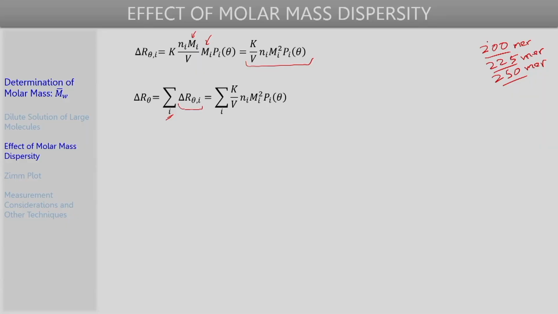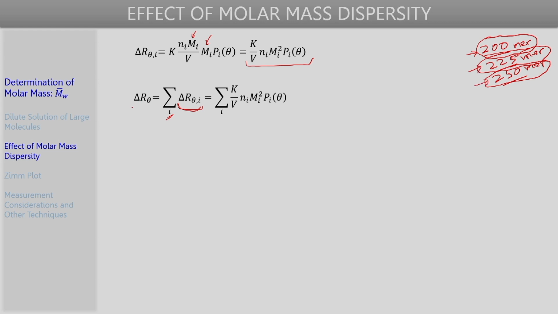In that case, if the polymer in the solution has these three different chain lengths present, then the summation will run over i from 1 to 3, where i equal to 1 will correspond to all the polymer chains having 200 repeat units. i equal to 2 will correspond to all the polymer chains having 225 repeat units. So ΔRθi will be the corresponding excess Rayleigh ratio due to the polymer molecules with 200 repeat units, 225 repeat units and 250 repeat units respectively.